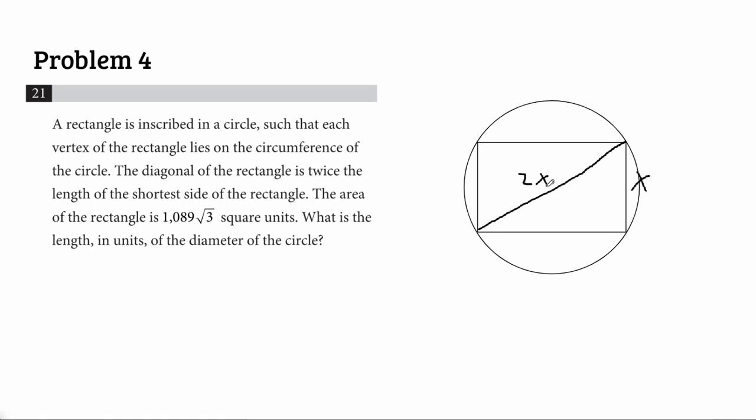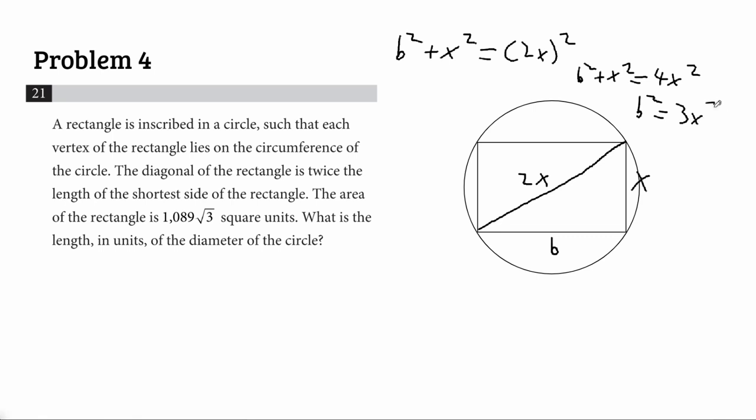Now I'll actually show you how to derive that here. So using Pythagoras theorem, I'm going to call this side b. So we know that b squared plus x squared is equal to 2x squared. So therefore b squared plus x squared is equal to 4x squared. Let's subtract x squared from both sides. We get b squared is equal to 3x squared. Square root both sides, we get b is equal to x times the square root of 3. So that's how we can derive that this missing side here is x times the square root of 3.